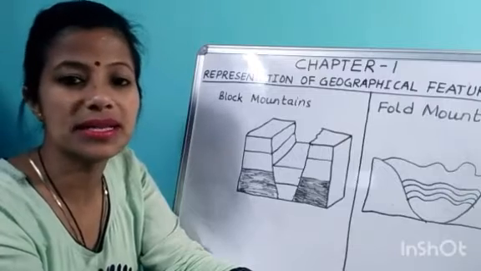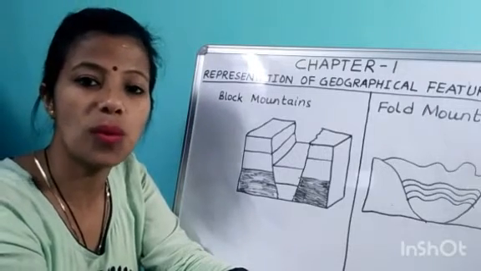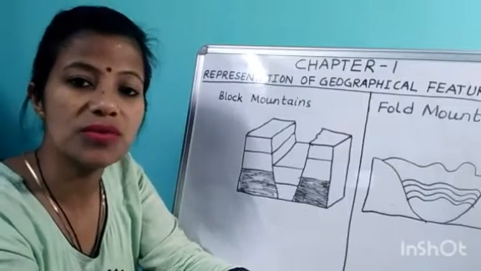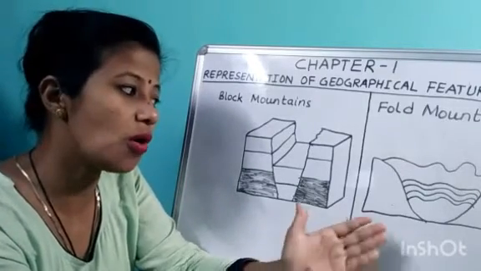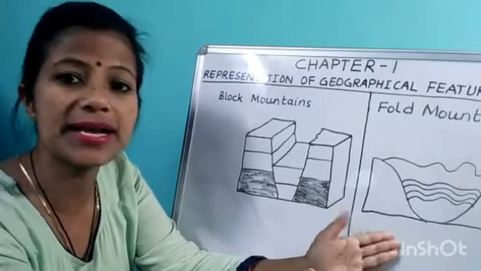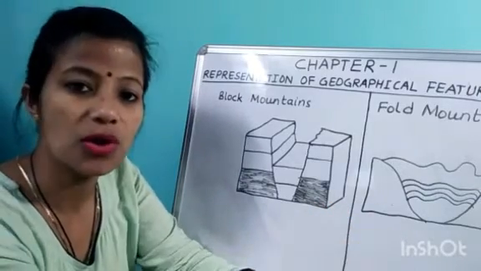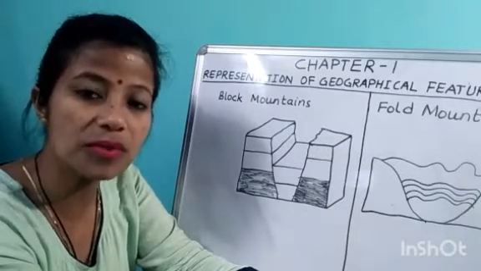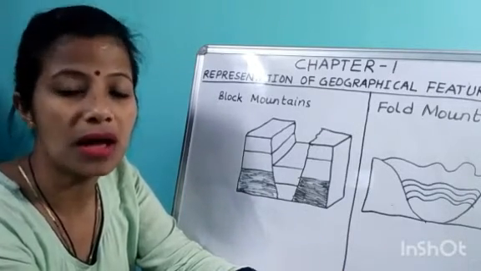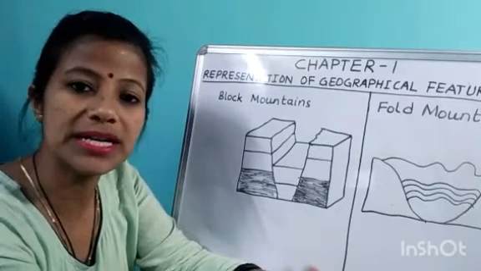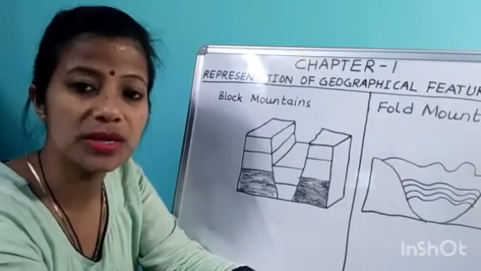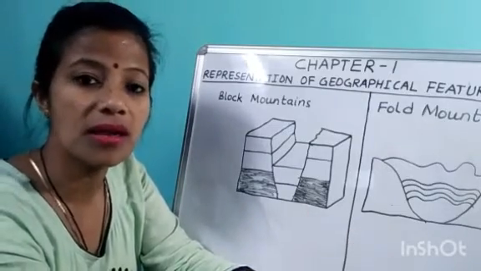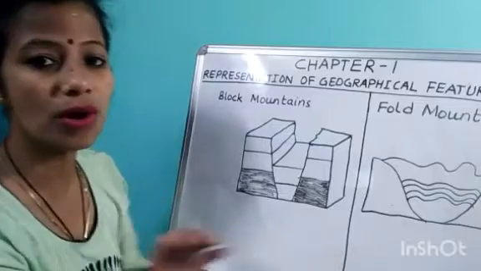Hello class 6, let's continue the chapter 1, representation of geographical features. Today we will be doing the formation of block mountains and fold mountains. Also we will do how rivers are formed, and how deltas are formed. So first of all, block mountains. How are they formed? Formation of block mountain.